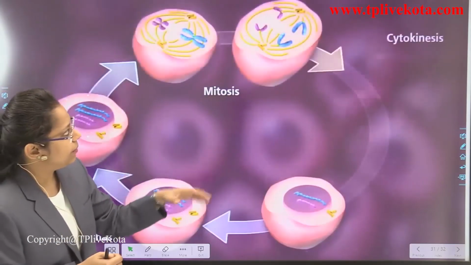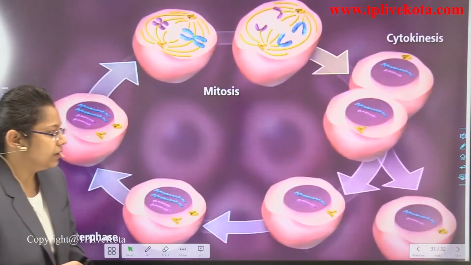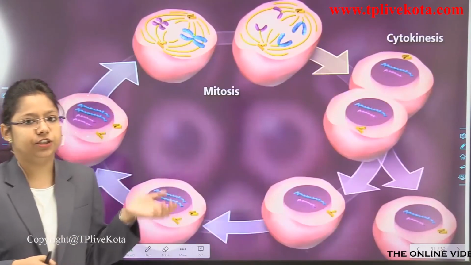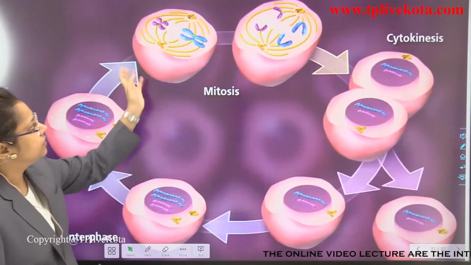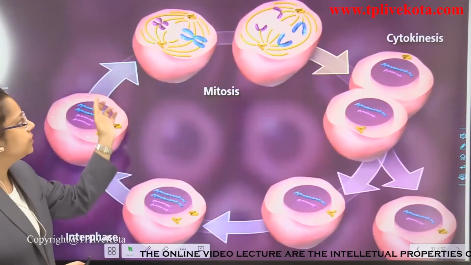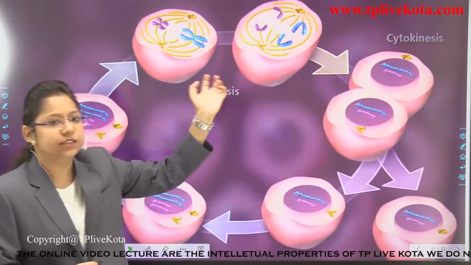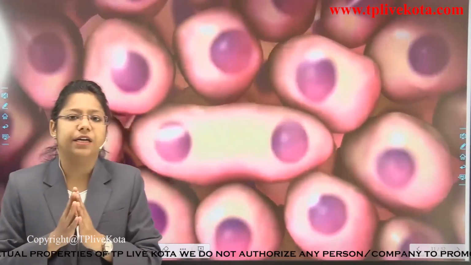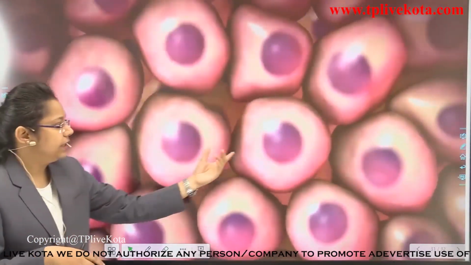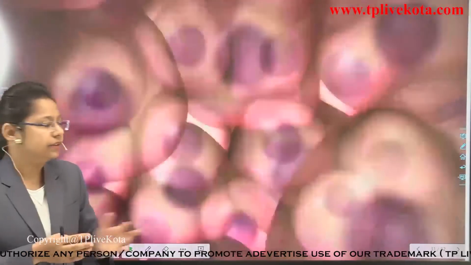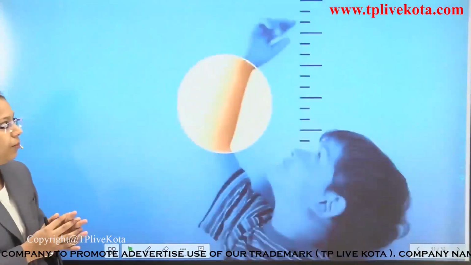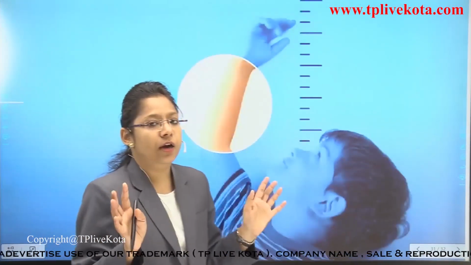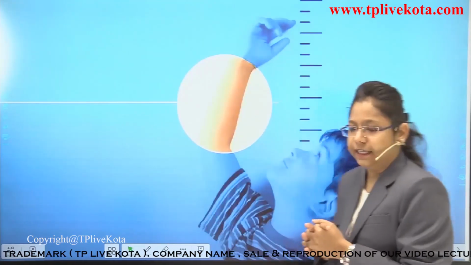Now you can see the mitotic procedure clearly here. The G1 phase, the S phase, the G2 phase, and the mitotic divisions which occur. The chromosomes are being divided, the spindle fibers are being separated, cytokinesis takes place here, and the cytoplasm is being divided. You can see here the cytoplasm is being divided and the new cells are being formed. So this is how the whole procedure of cell division takes place.